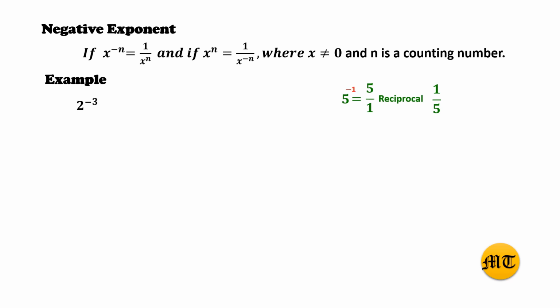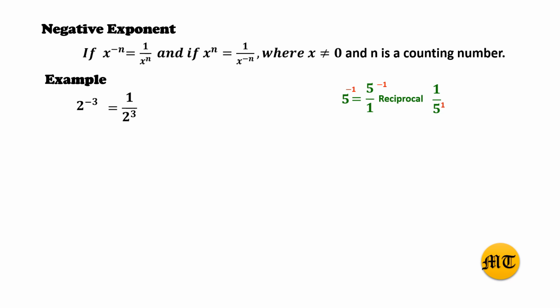If the number has a negative exponent, then it turns into a positive exponent, and vice versa. Let us go back to the example, which is 2 raised to negative 3. As you can see, it has a negative exponent. We need to turn the negative exponent into a positive exponent by doing the reciprocal. The 2 raised to negative 3 then becomes 1 over 2 raised to positive 3. This is how to make a negative exponent into a positive exponent.